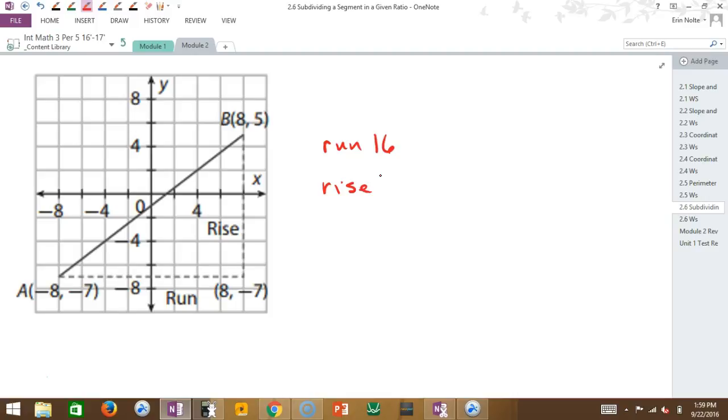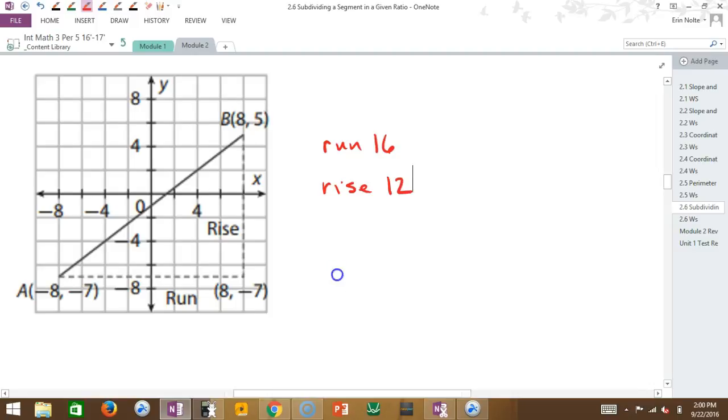Okay, what is the change in rise? How do you go from -7 to 5? -7 to 5. 1, 2, 3, 4, 5. No, it's 12. Okay, listen, you guys. You are not thinking. What is the distance between -7 and 5? 12, right? You just subtract the values. So it's a distance of 12.